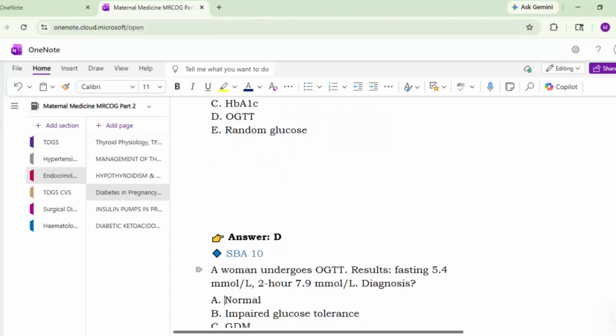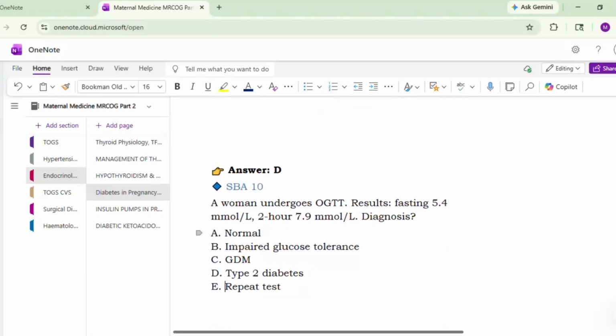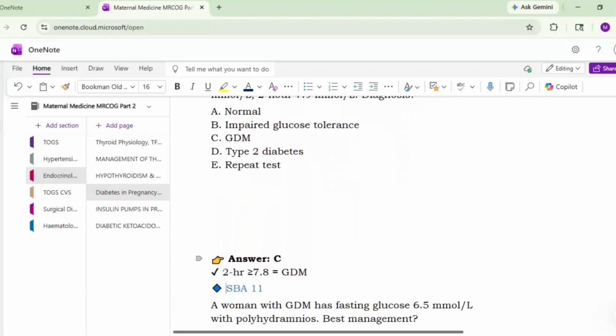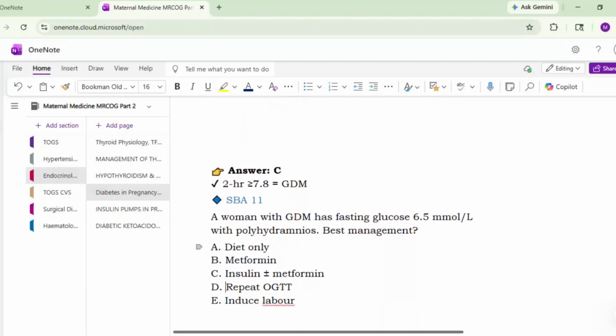More occasions. You go for OGTT. A woman undergoes OGTT. The results are fasting is 5.4 millimoles per liter and her 2-hour is 7.9 millimoles per liter. What is the diagnosis? A. Normal. B. Impaired glucose tolerance. C. GDM. D. Type 2 diabetes. E. Repeat the test. It is C, GDM, because either one of the values is abnormal.